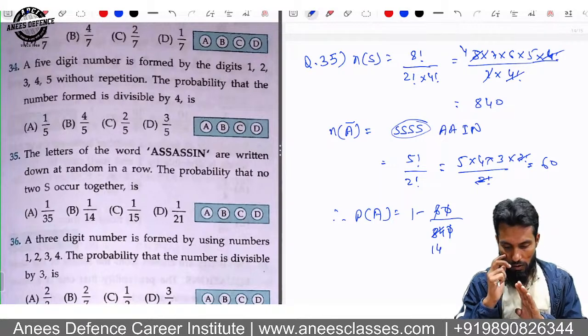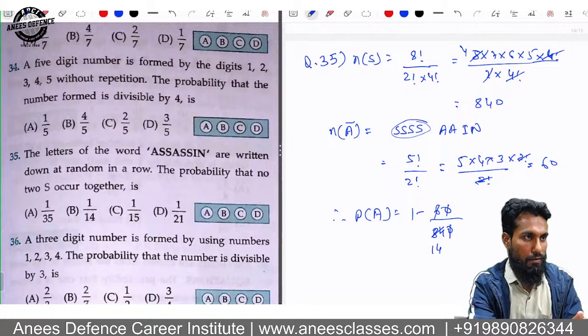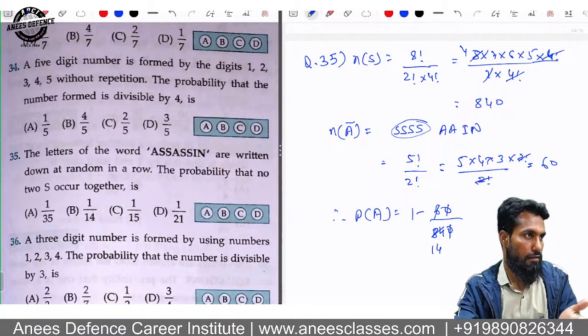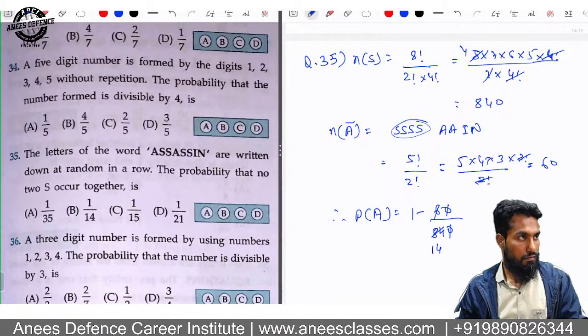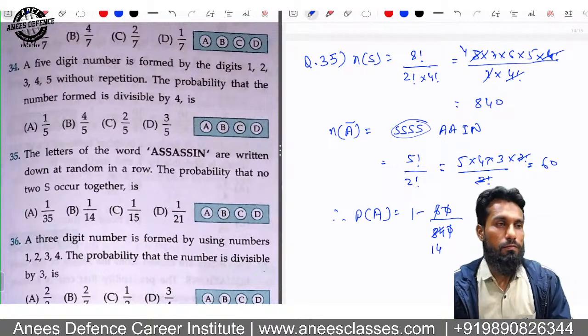No 2S together means it is not the same case where you take all at the same place. They have said no two of them should be together. So they should be at different places. That is the meaning. Like first 2S at the starting position, last 2S at the ending position. No 2S should be together. So we can write it as 2 factor into 2 factor.